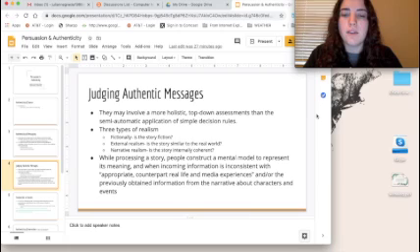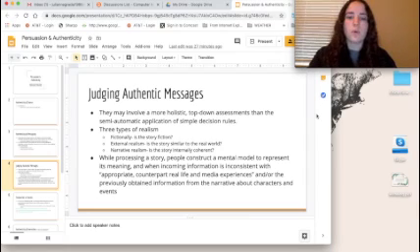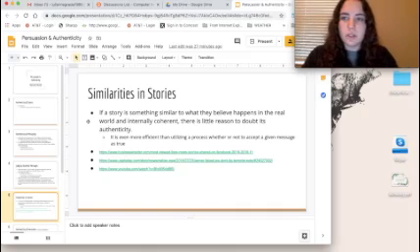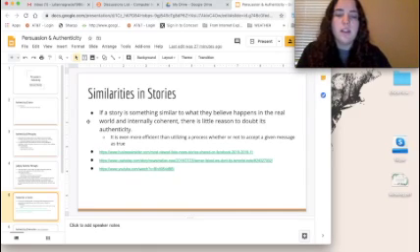While processing a story, people construct a mental model to represent its meaning, and they notice when incoming information is inconsistent with appropriate counterpart real life and media experiences and/or previously obtained information from the narrative about characters and events.